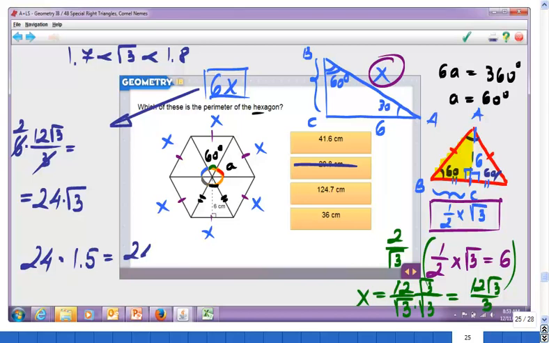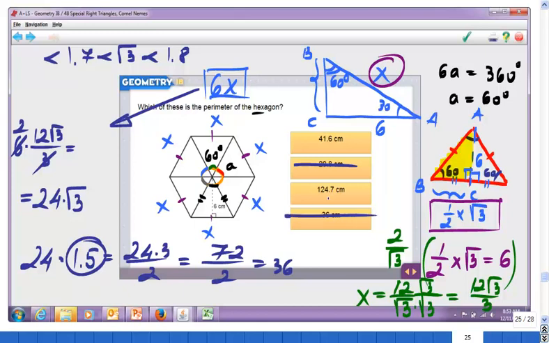How can you multiply 24 times 1.5 very quickly? Well, you can have 24 times 3, everything divided by 2. 24 times 3 is 72 over 2, which is 36. So 1.5 is less than 1.7, so this cannot be the right answer. How about 124.7? Well, 124.7 is 24 times 5 point something, or times 6. But it cannot be, because square root 3 is between 1.7 and 1.8, so that will be eliminated. So obviously the right answer here is 41.6.